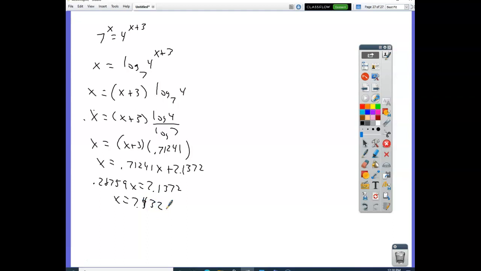Another approach that works as well, log both sides. Then you get x times log of 7 equals x plus 3 times log of 4. Put both in your calculator, you're doing algebra. Either one of those is perfectly okay to do. Nothing wrong with either approach. They both get you to the finish line, whichever way you go.